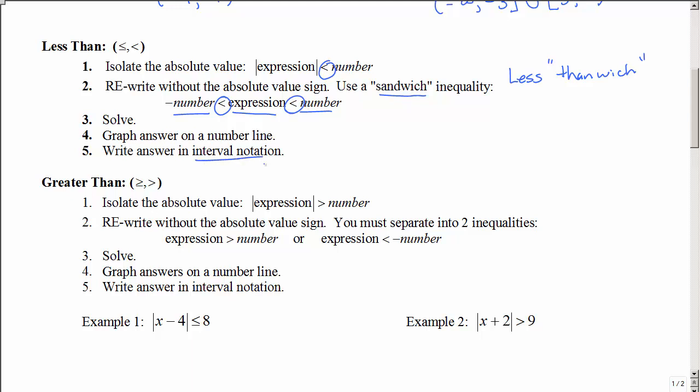If it's greater, again, we have to isolate, look at that symbol, and we say it's greater than. We have to write it as two separate inequalities. Much like we did the equations, we have to do greater than the number, less than the negative number. Again, one way you could remember this, and I stole it from a different teacher, is you want to look at greater. Now granted, that's not how you spell greater, but greater will help you remember that you need to have two separate expressions. So let's just look at our examples.